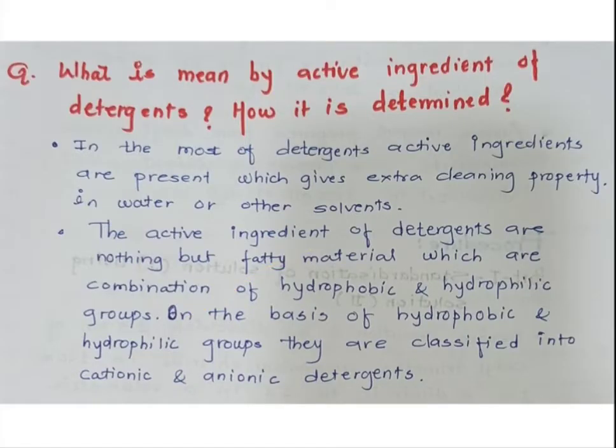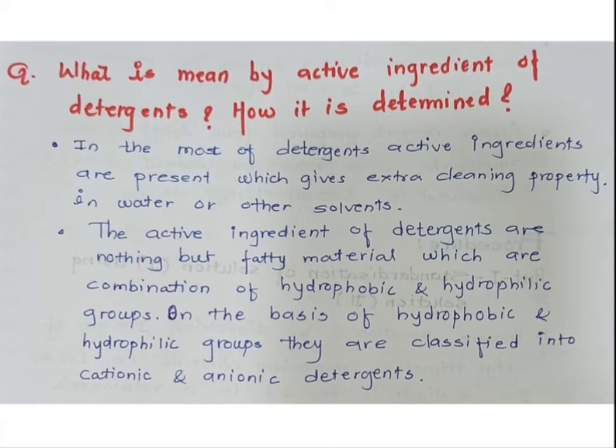Hello students, in today's lecture we will discuss how the active ingredients can be determined from the detergent samples. So here is the method to find out the active ingredients from the detergents. A question will be asked in the exam as what is meant by active ingredient of detergents and how it is determined. So, we will see the answer of this.